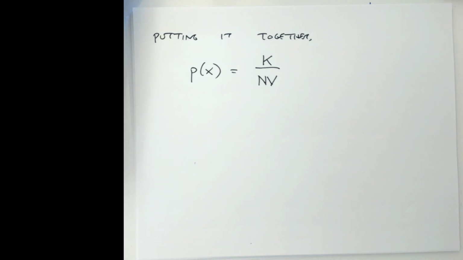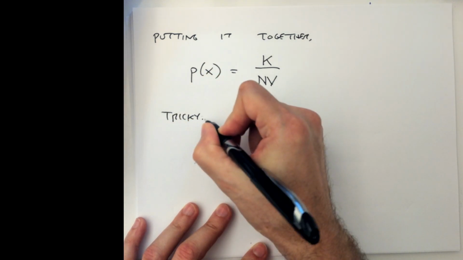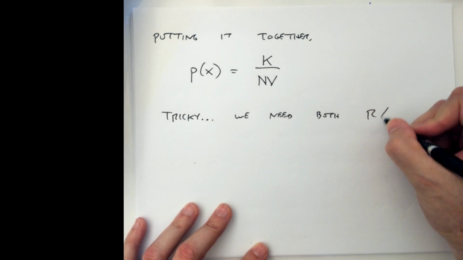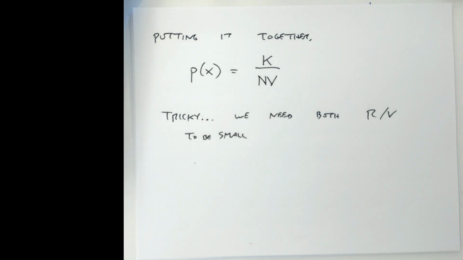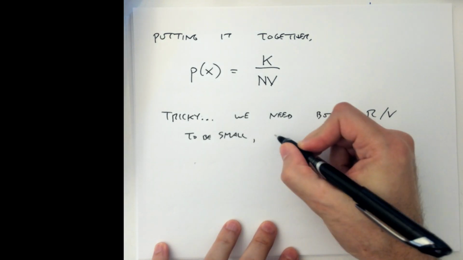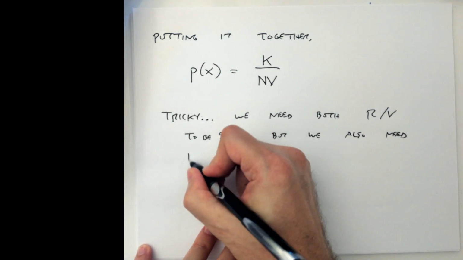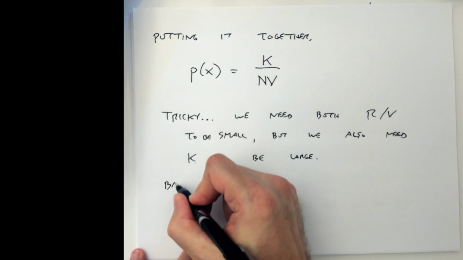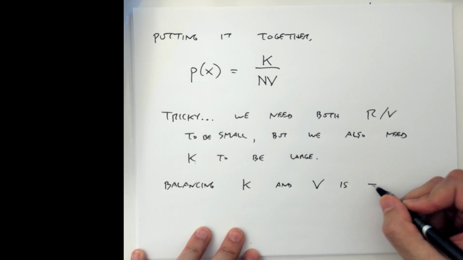And it's also a little bit simultaneously contradictory, right? Because to make this work, so this is tricky, let's just say, we basically need both R and V to be small to satisfy this assumption that the probability is roughly constant. But I also need there to be enough points that are going to fall into the bin to make enough of a density estimate, right? But we also need K to be large. So balancing the number of points that fall into the region and V is the issue, right?